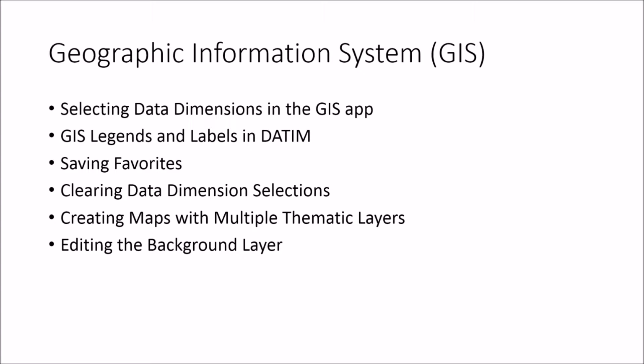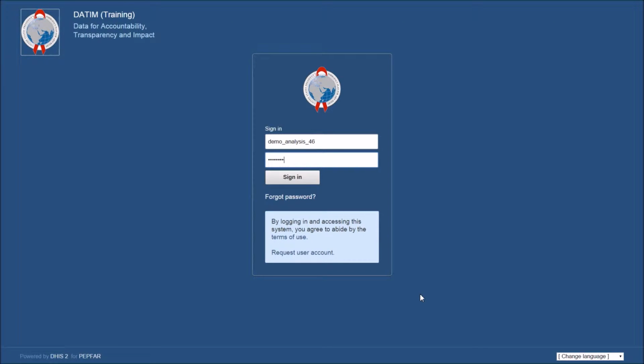We will discuss GIS legends and labels within Datum, saving favorites, which is also very similar to the Data Visualizer and Pivot Table applications, as well as clearing data dimension selections, also similar to the previous applications. We will create a map with multiple thematic layers, and we will edit the various background layers that are available within the GIS application. In this particular session, we're going to go over the GIS application.